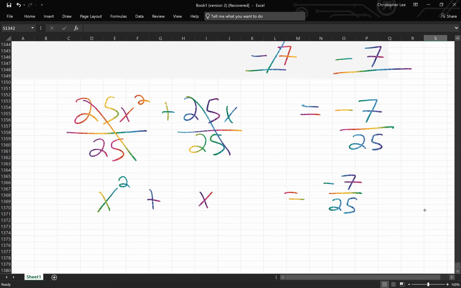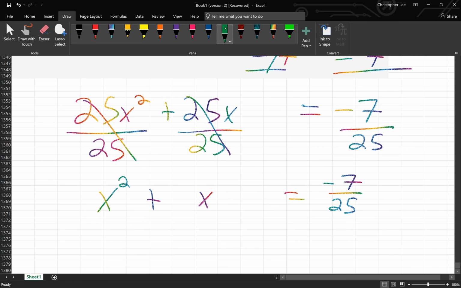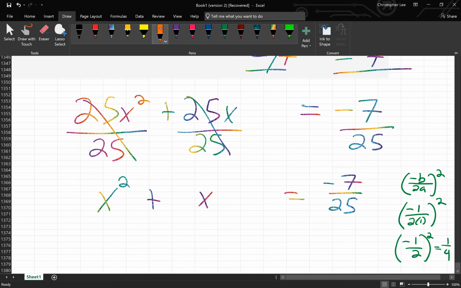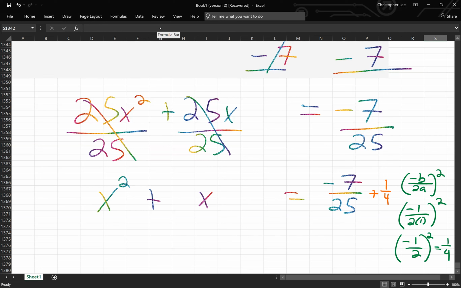All right. What do I do after that now? What's that formula? All right. So we got (-b over 2a) squared. Help me out. What's b? 1. Very good. Over 2 times 1. Good. Squared. So this becomes -1 over 2 squared. Help me out. What's that? 1 over 4. Very good. So now I want to add that to both sides of the equation, right? So I'm going to add 1 over 4 here, and 1 over 4 here.